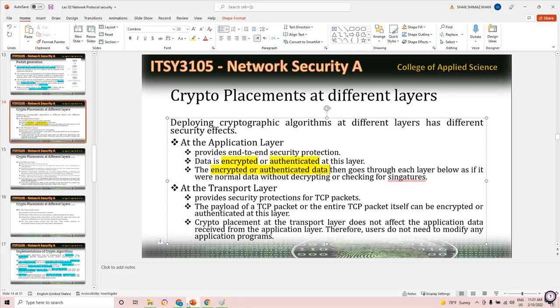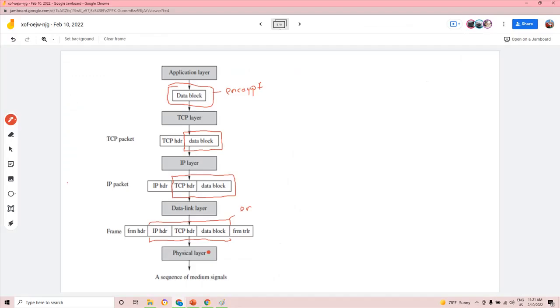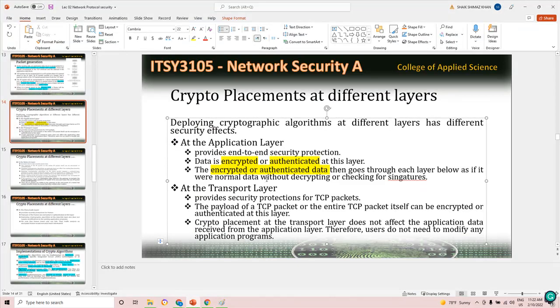When you encrypt at the application layer, please understand the encrypted data goes to the layers below. The layers below, they don't decrypt, they don't do any signature verification. You encrypt at the application layer itself. When it goes to the destination system, at the application layer it will be decrypted. So in the application layer also you can fix the encryption. Am I clear, students?